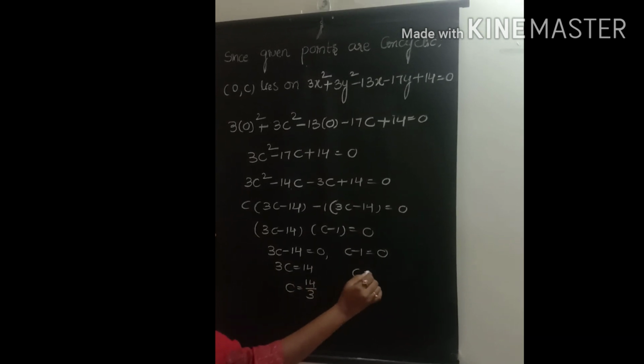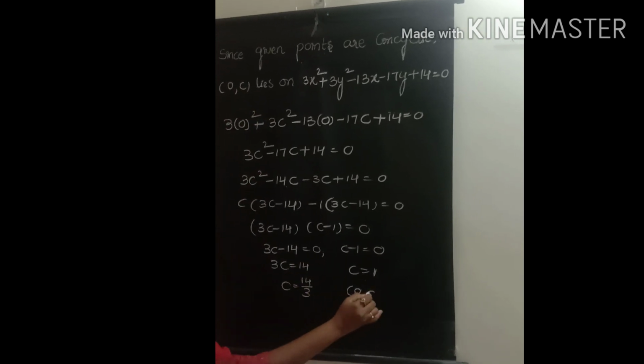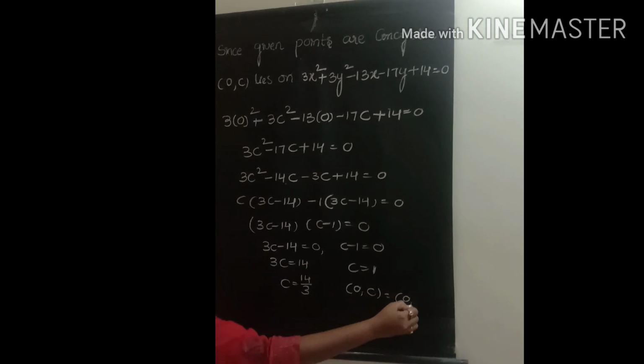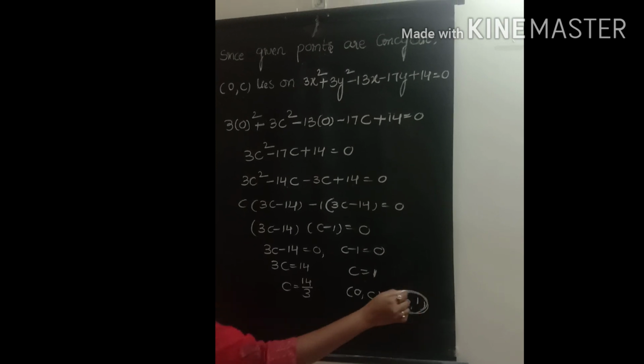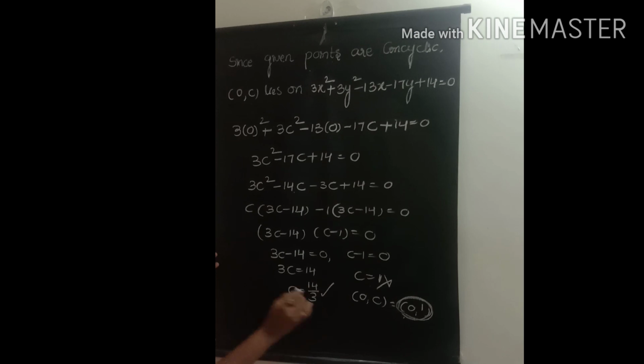From the other factor, c is equal to 1. But when we take c is equal to 1, the point 0 comma c becomes 0 comma 1, and this point is already given. So we don't take c is equal to 1. Therefore the value of c is equal to 14 by 3 only.